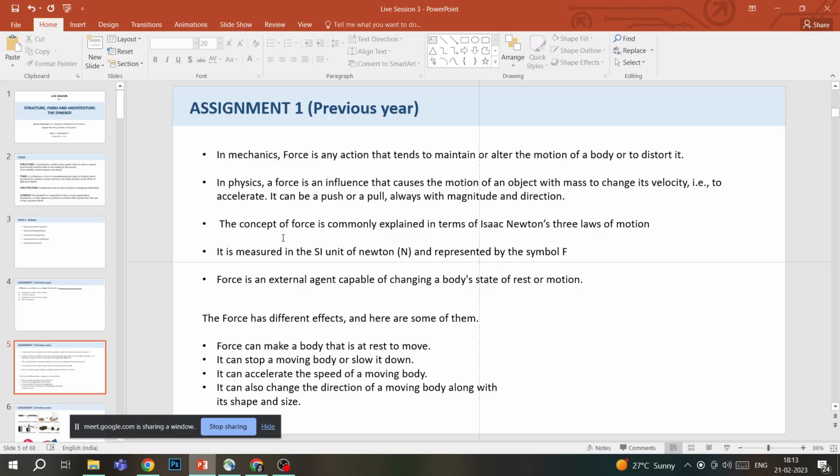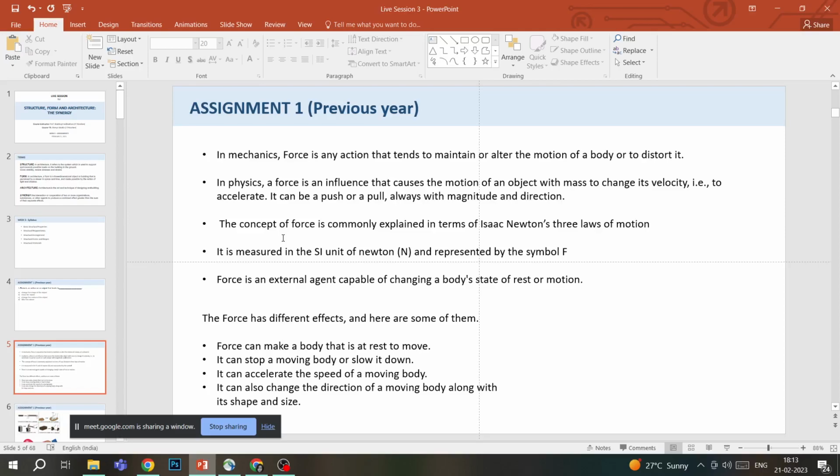So if a body is at rest or if a body is in motion, when you apply a force, you can make the resting body move or you can stop the moving body. So force is capable of all those things. It's an external agent, it's an action, it's an influence, whatever term you want to call it. It's a load. So force has different kinds of effects, and here are some of them.